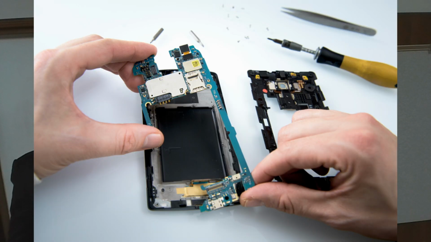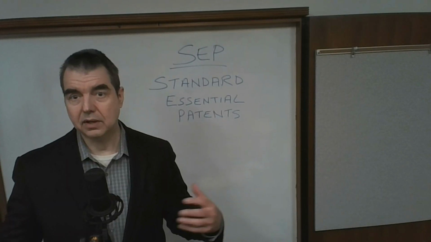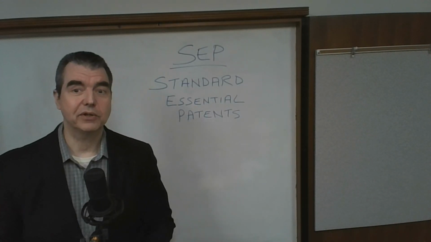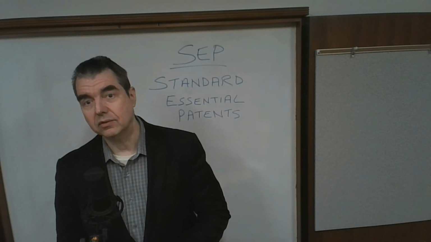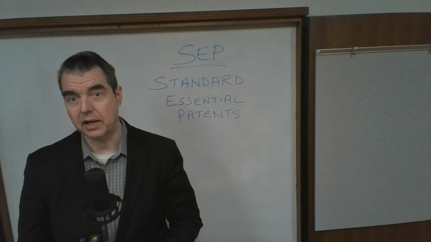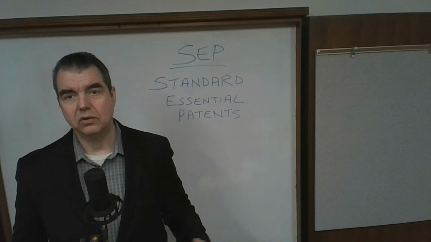Each piece of hardware may have a standard associated with it in terms of how that piece of hardware communicates with another like piece of hardware or other pieces of hardware within the infrastructure of the network. I've had the opportunity and privilege to work on many patents related to the 2G and 3G standards for cellular communications. What is a standard essential patent?